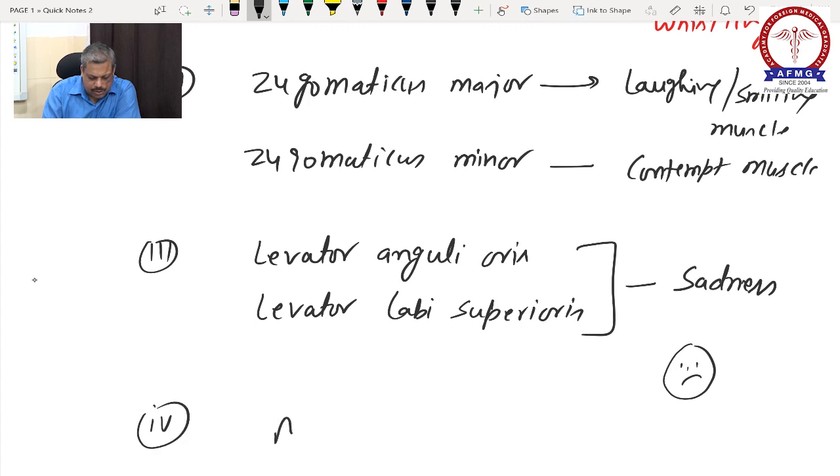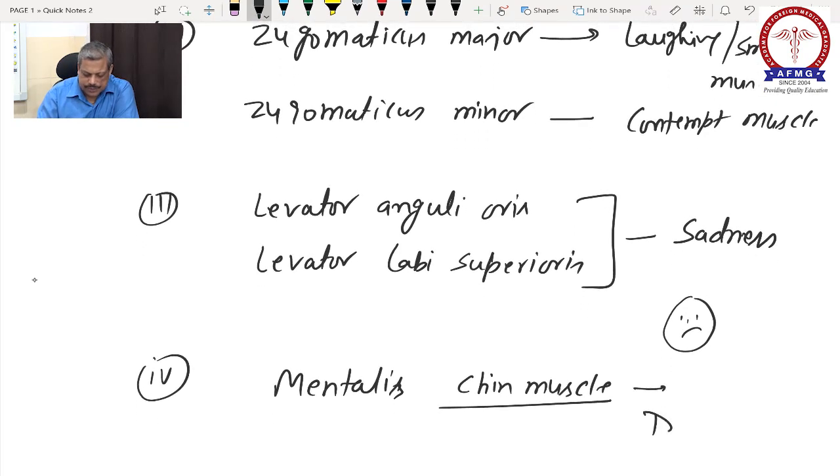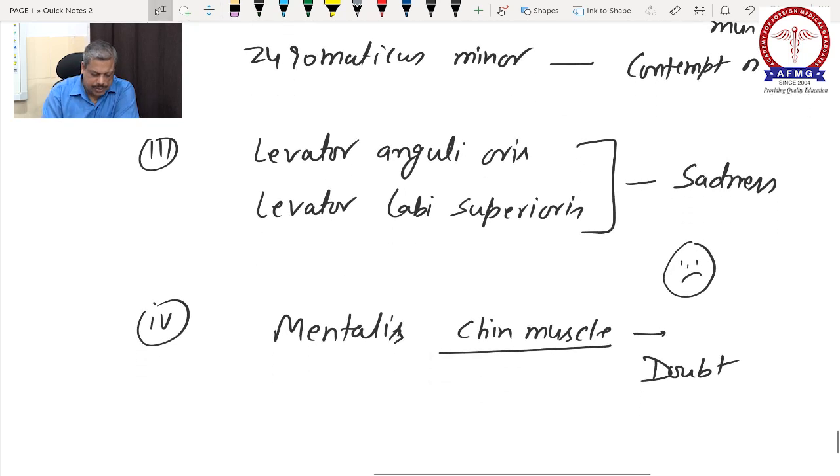The next important muscle is the mentalis. This is the chin muscle. The mentalis muscle is present in the chin region here. Clear? That is why it is the mentalis chin muscle. And what expression is given by this? This gives the expression of doubt, the mentalis muscle.